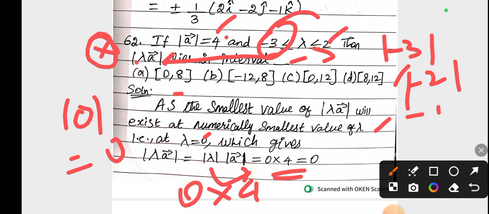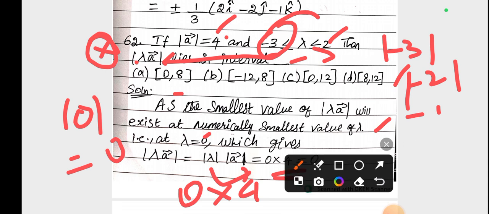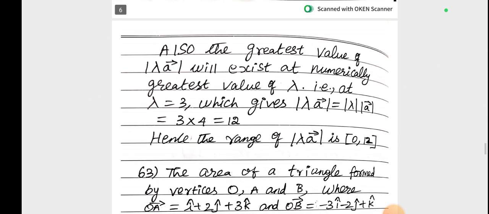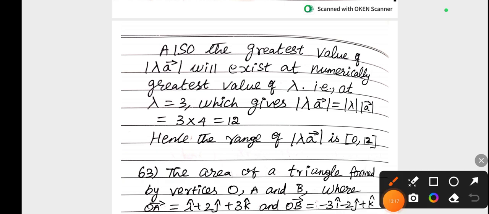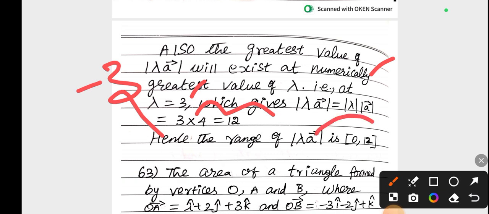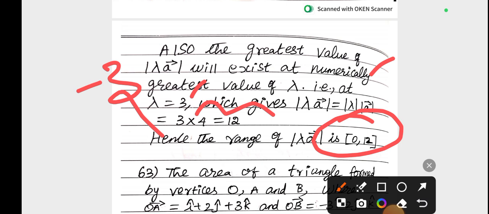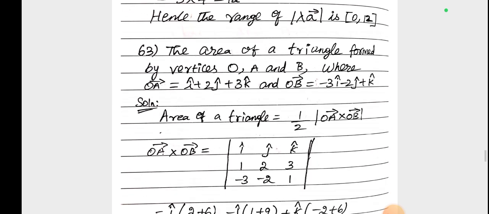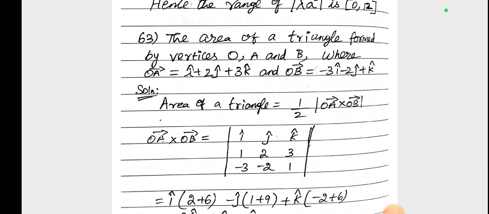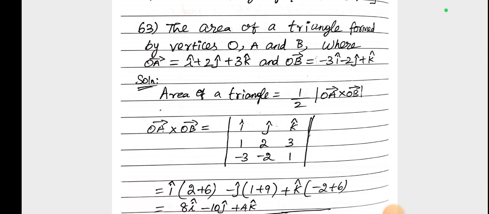No. Even though, modulus of minus 3 is plus 3. So 3 only we are supposed to substitute for the greatest value. Check. For the greatest value, magnitude of lambda a will exist numerically at lambda 3. Actually when we substitute minus 3, we get 3 4s are 12. So what is the range now? 0, 12. But people are making errors and some write 0, 8. So be careful when doing this. I hope you understand, children, why 0, 12. Minus 3 is accepted, so minus 3 becomes plus 3.